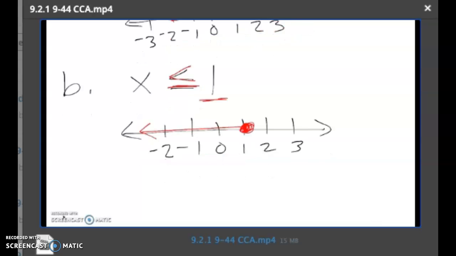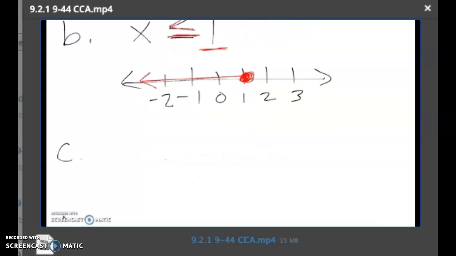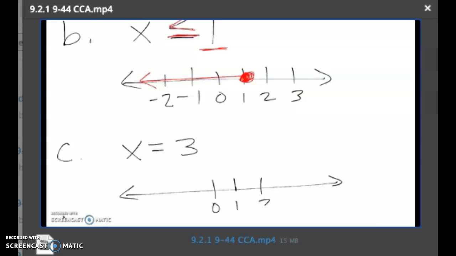Okay, problem C is x is equal to 3. All right, so you might be noticing that this looks different than the other ones we just did. It is not an inequality, it's actually an equation. So my boundary point's at 3, and x is equal to 3, so solid dot on 3, and that's it. x can only equal 3. There's no other possibilities for x to be, so we will just have a solid dot on x equals 3.